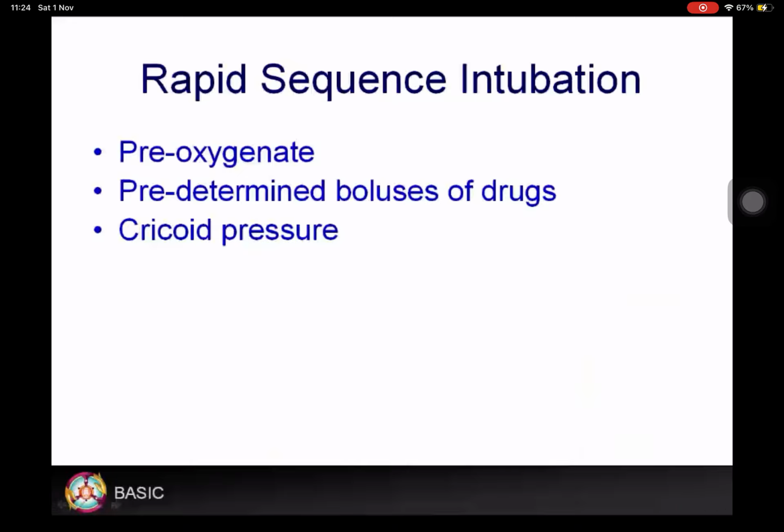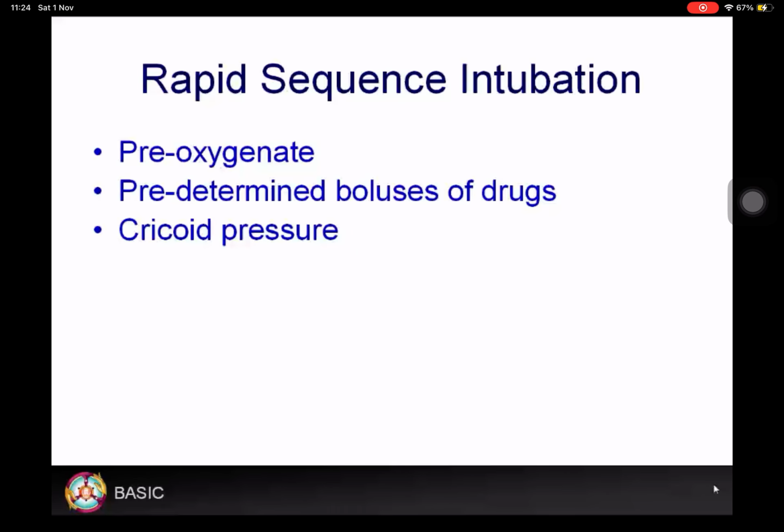Then pre-oxygenate the patient with 100% oxygen for 2 to 5 minutes. Give a predetermined dose of induction agent and paralyzing agent, giving the paralyzing agent without waiting for loss of consciousness, and apply cricoid pressure as the patient starts to lose consciousness.